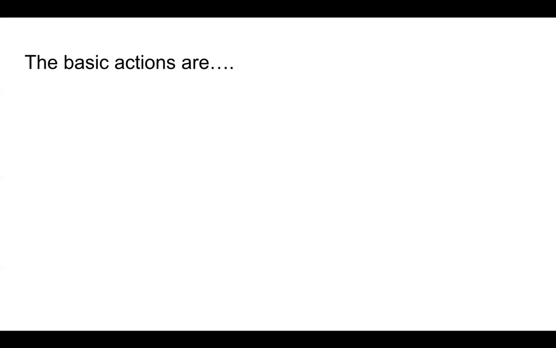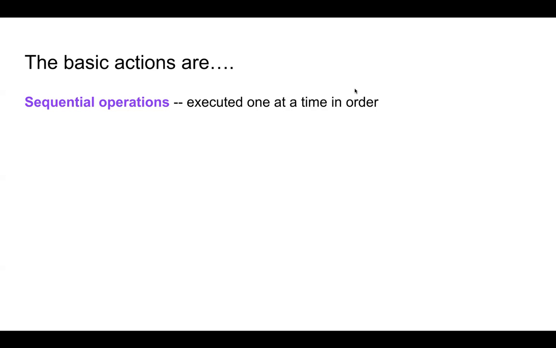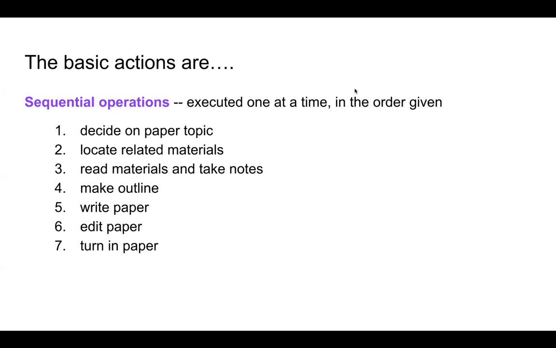What are these basic actions? They are relatively straightforward, and we see examples of them even in day-to-day life. First, there are sequential operations that are executed in order. For example, think about the basic process of writing a paper for a course. Minimally, we hope you go through these steps. You decide on the paper topic, you locate related resource materials, you read the materials and take notes, you make an outline for the paper, you write the paper, you edit the paper, and you turn in the paper.